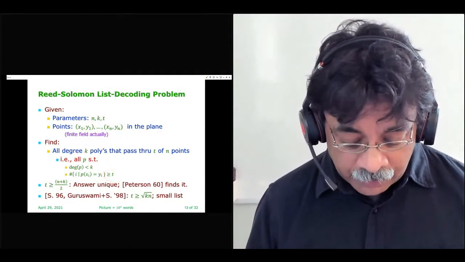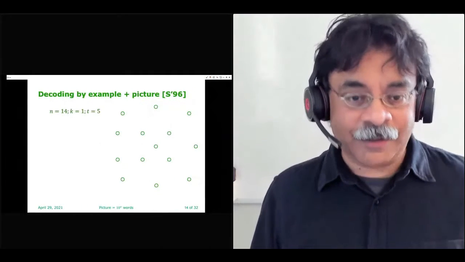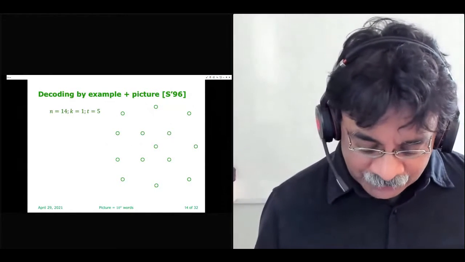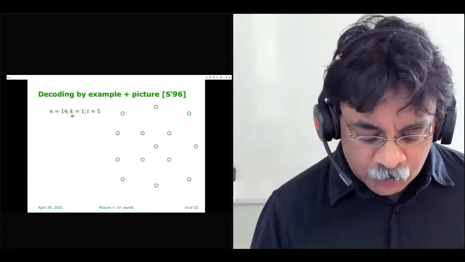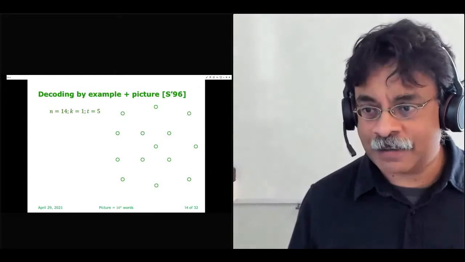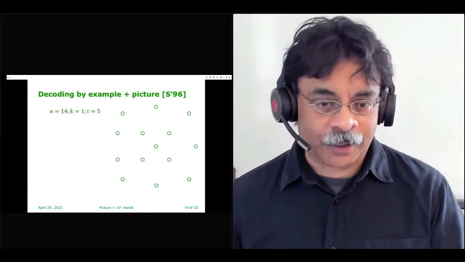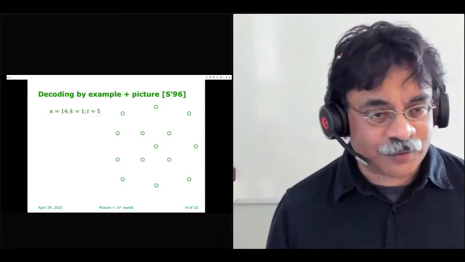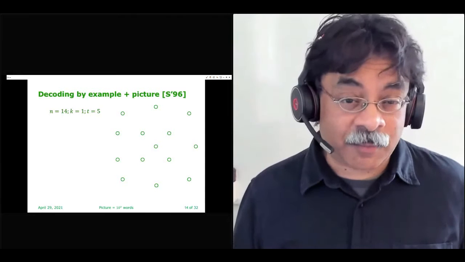Okay. And let me give you an illustration of what this problem looks like. Here it is. Here we have 14 points in the plane. And I'm looking for k equal to 1. K equal to 1 is nice because we can eyeball it. K equal to 1 means I'm looking for lines, degree 1 polynomials. And lines are easy to find. We can look at the solution, and I want lines which pass through at least 5 points.